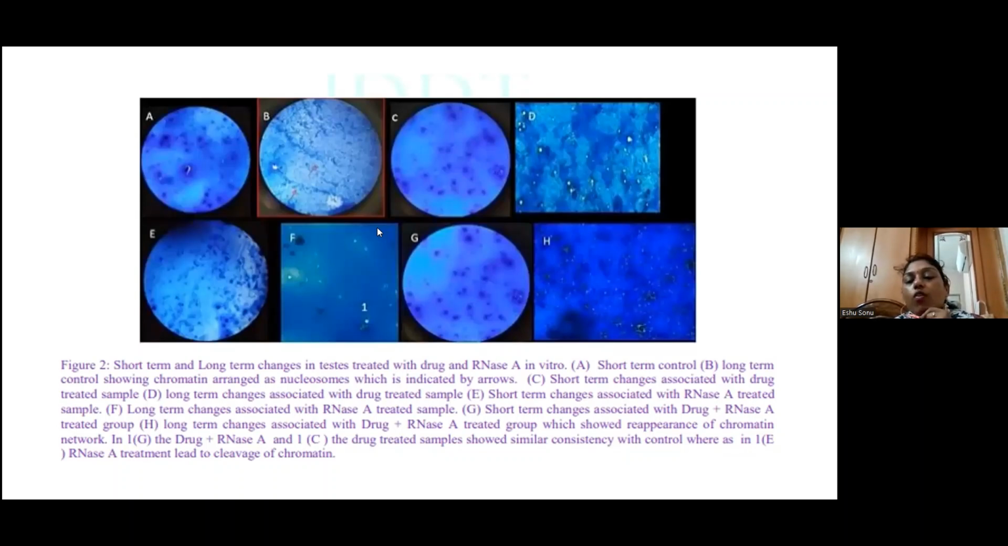And C and D, if you go for metosartan long-term changes, the chromosomal segregation is disturbed. And when you go for E and F, it is the RNase treated group, where you can see chromosomal disturbance if treated alone. So G and H, the drug plus RNase A treated group, where in H you can see the recovery of the chromatin organization when used with metosartan.